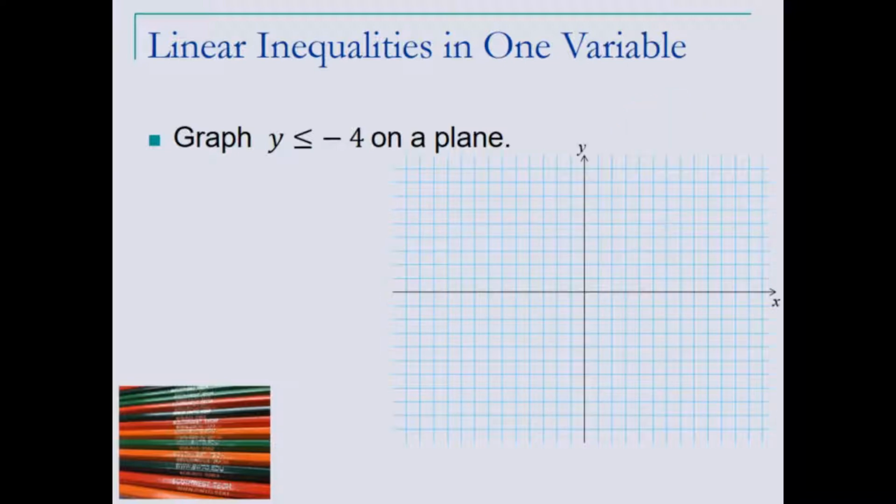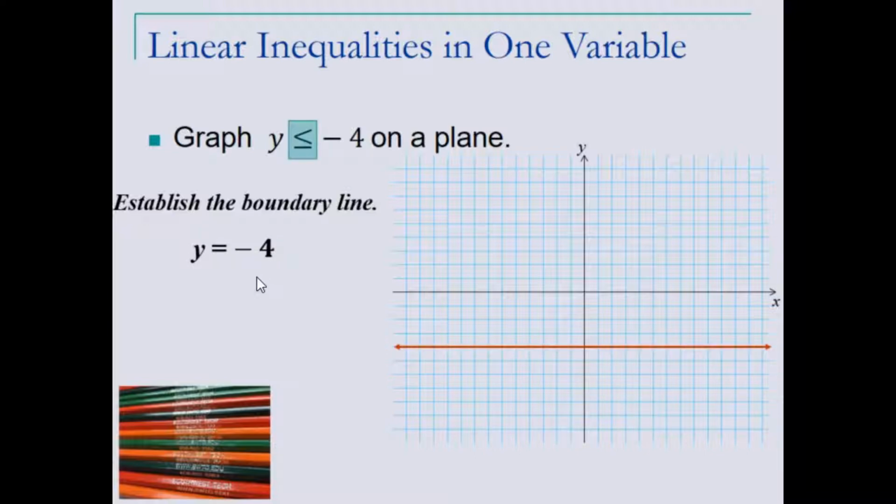So the first step then, once we've established that it is, in fact, a linear inequality with one variable, we will first find our boundary line. We will replace our inequality with an equal sign and graph this linear equation. Y is equal to -4 results in a horizontal line, which as you can see is solid.